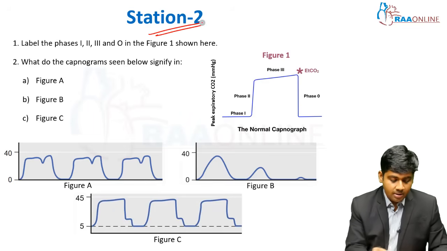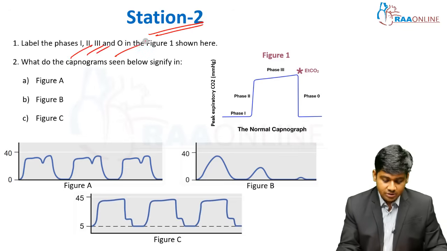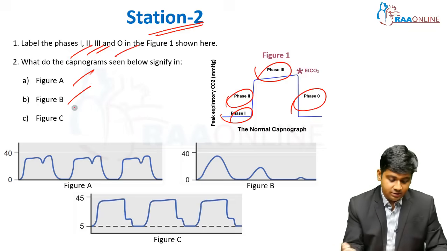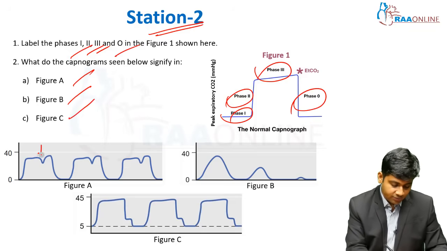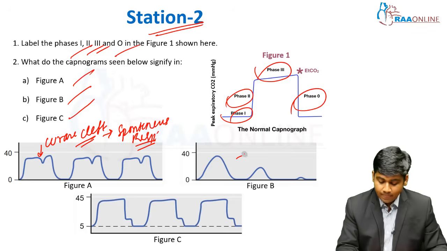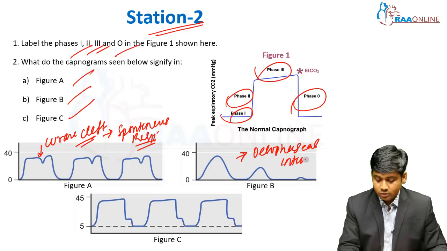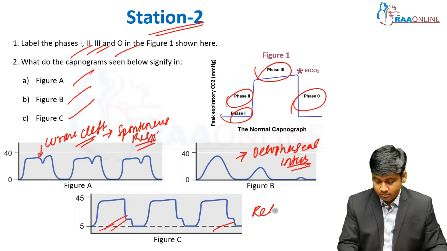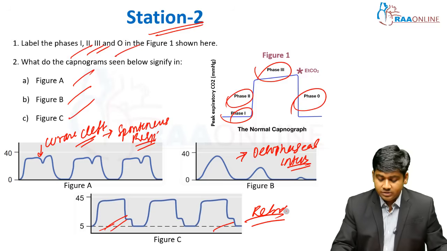Coming to the station again, 1, 2, 3 and 4, phase 0, figure 1, phase 1, phase 2, phase 3, phase 0, figure A, B and C. So, here you can say figure A is curare cleft, spontaneous respirations. Esophageal intubation. Mostly it is rebreathing, or see, this is more than 5, so rebreathing. Phase 1, phase 2, phase 3 we have discussed.